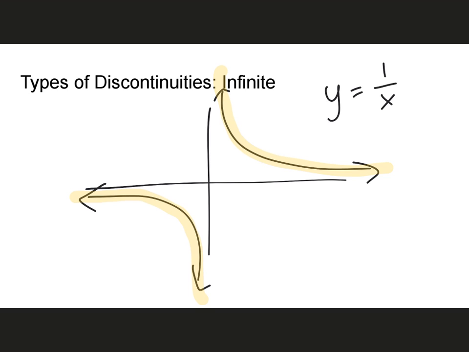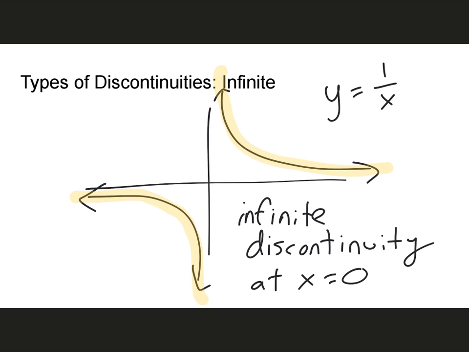And we can also see that the limit from the left goes to negative infinity and the limit from the right goes to positive infinity. Because we're heading towards infinities in both directions, we have what's called an infinite discontinuity at x equals 0. The infinite discontinuity goes hand in hand with the vertical asymptote.